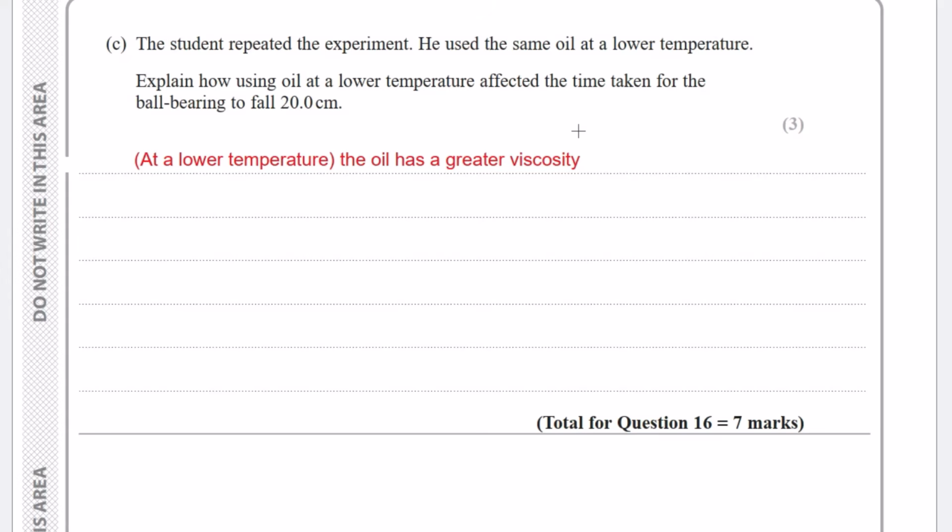Right? So if the viscosity is greater, viscosity is the stickiness, right? So it resists the motion of the object falling through it. So this reduces the terminal velocity, right? And if the velocity is smaller, it should take a longer time. So the third point is time taken is greater.